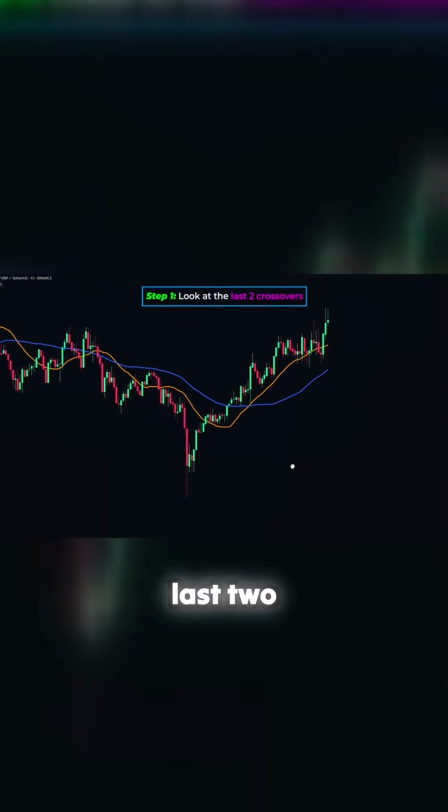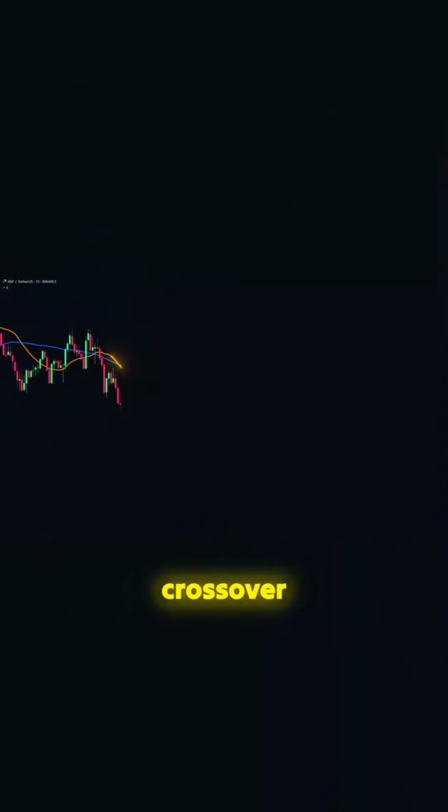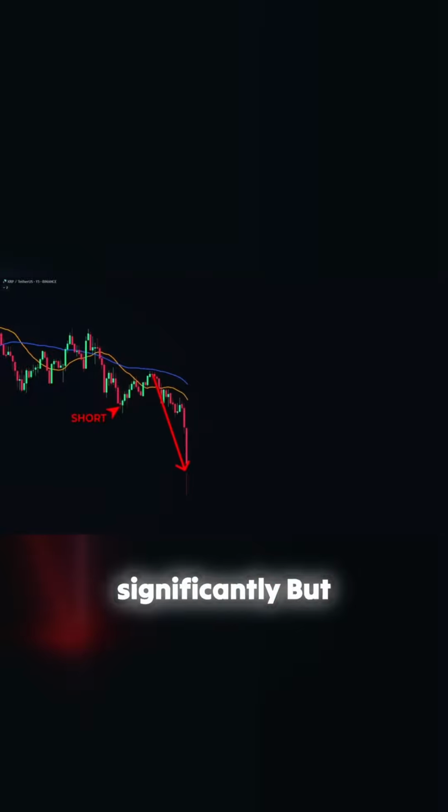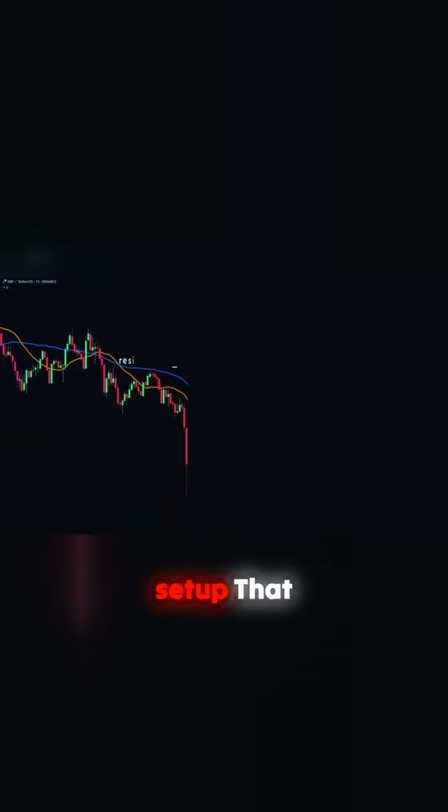First, we check the last two crossovers that formed, this one and this one. This first one is a downwards crossover, meaning we would have entered a short trade, and eventually, price dropped significantly. But if we look at our original entry, you'll notice that the price went up briefly before the actual drop happened. However, it never actually broke past this resistance. So even though price briefly moved in the opposite direction, it wasn't enough to invalidate the setup. That means we can still count this as a successful crossover.